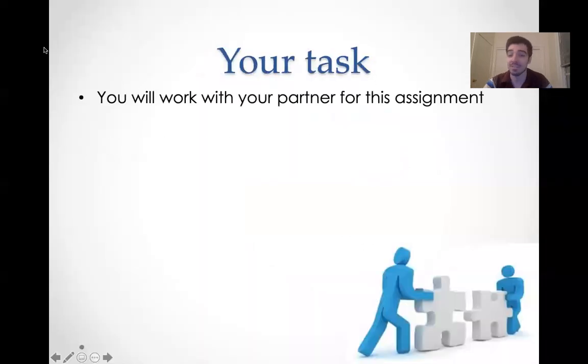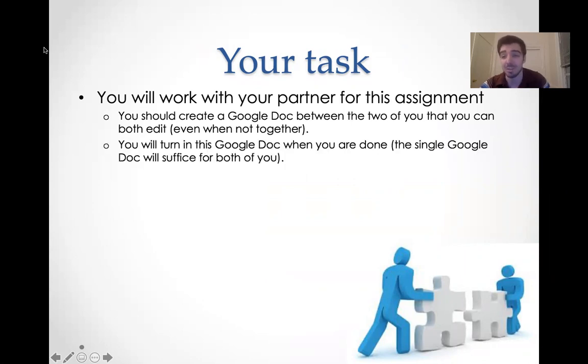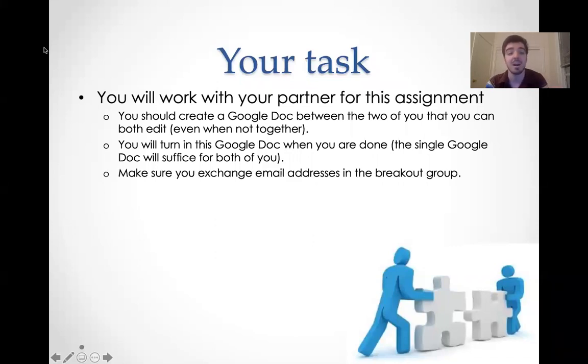Here is what your task is going to be. You're going to work with a partner on this assignment. They'll be assigned on whatever day we end up doing this lab, which will be during a virtual session. When you are introduced to your partner, you should create a Google Doc between the two of you so that you can both edit it, even when you're not together or not speaking to each other on Zoom. That's what you submit when you're done. Just submitting that single Google Doc will suffice for both of you. Make sure both your names are on it, and make sure you exchange your email addresses before you leave the breakout group.